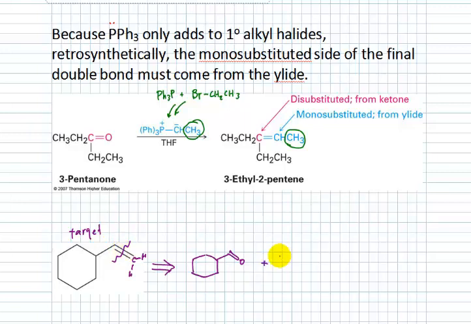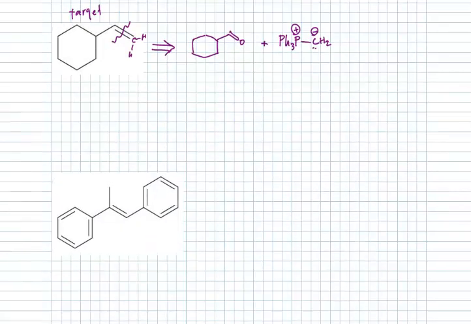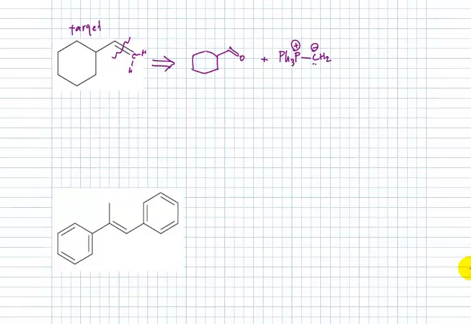The other part will be the ylide, Ph3P+ CH2−. Okay, so just recreate this side of it, but call that a C minus. Recreate this other side, but make that into a carbonyl. That's how we break down the Wittig reaction, going retrosynthetically. And then in the forward direction, let's do this whole thing.